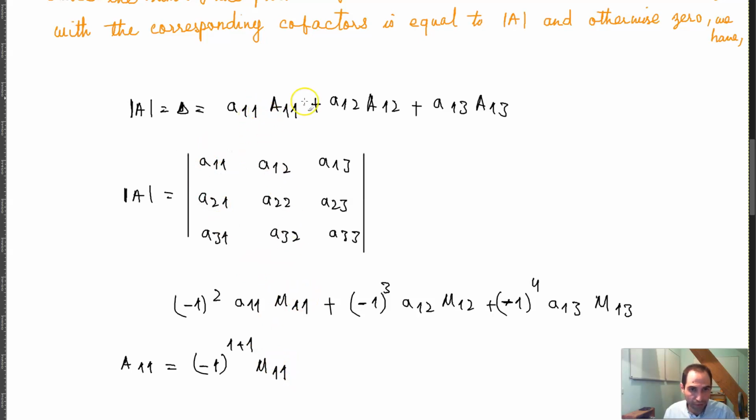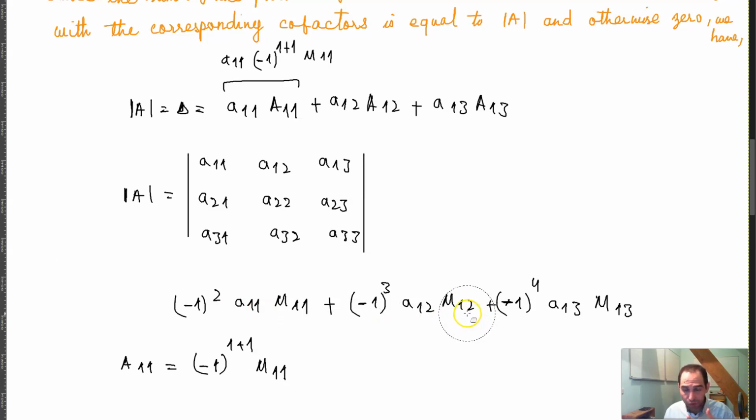And then if I write this part, I would have A11 times negative 1 raised to the power 1 plus 1 times M11. And as you can see, you have basically exactly the same thing here: A11 times negative 1 raised to the power 2 times M11, and so on and so forth, right?